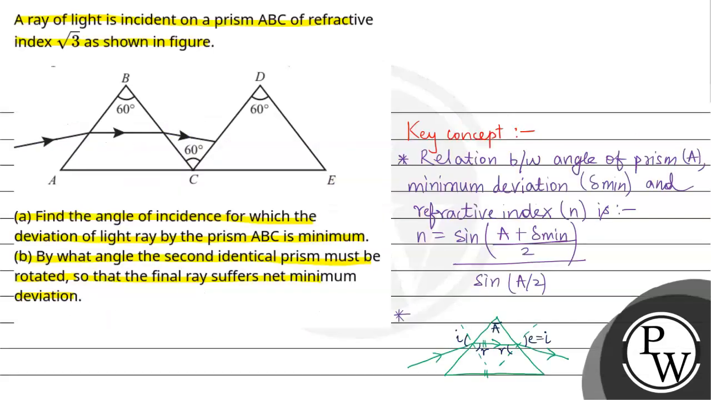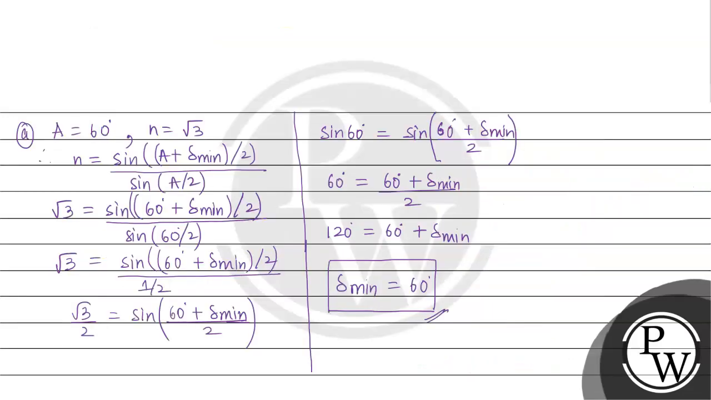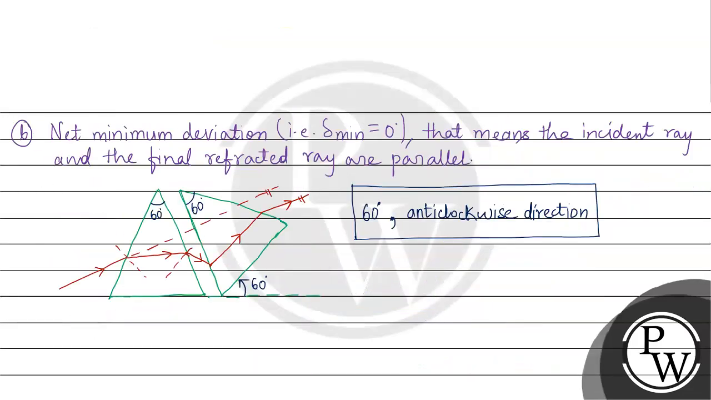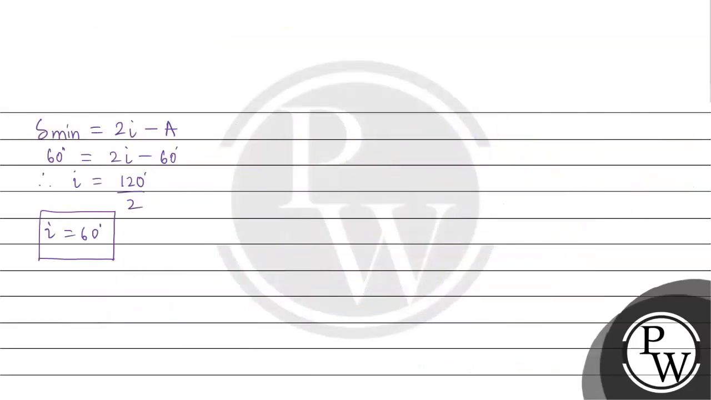So the final answer for the first part, that is find the angle of incidence for which the deviation of the light ray by the prism ABC is minimal, the final answer is 60 degree. And the final answer for the second part, by what angle the second identical prism must be rotated so that the final ray suffers net minimum deviation, is 60 degree anti-clockwise direction.